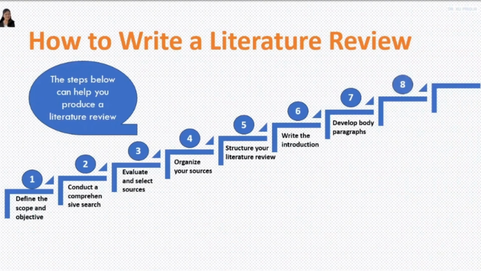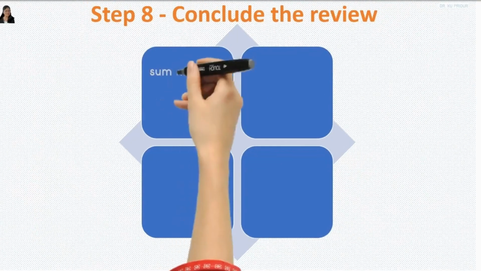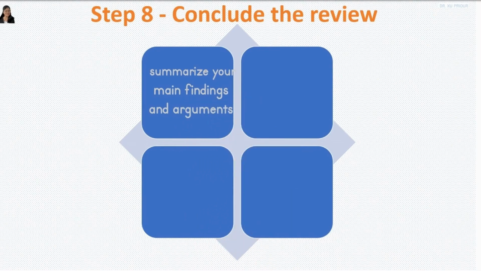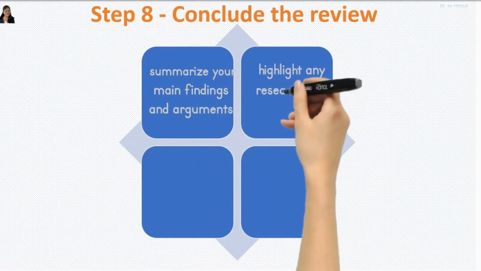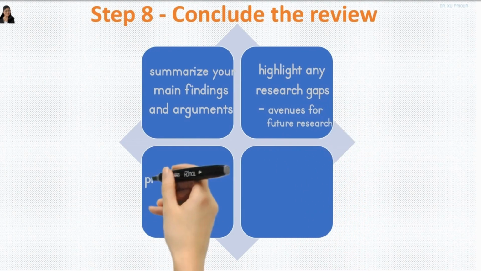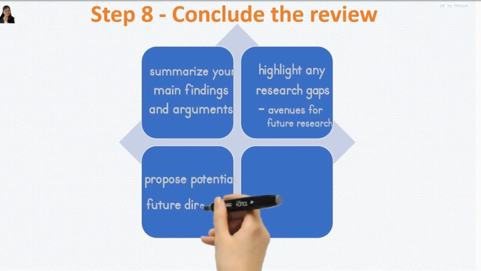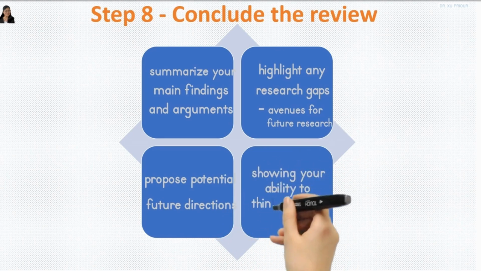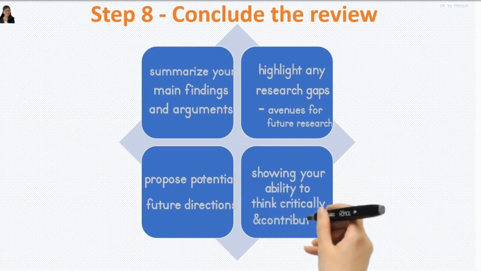Once you have completed the body section of your literature review, it is essential to conclude your review effectively. In this section, summarize your main findings and arguments presented in your review. Additionally, highlight any research gaps your review has identified, which could open up avenues for future research. Lastly, propose potential future directions based on the reviewed literature, showing your ability to think critically and contribute insights to the field.